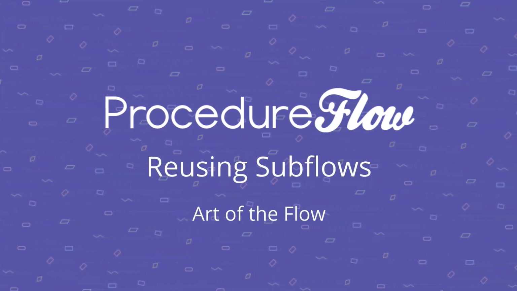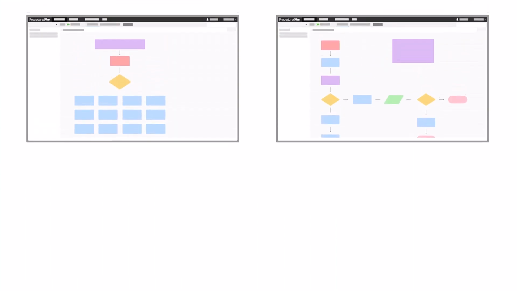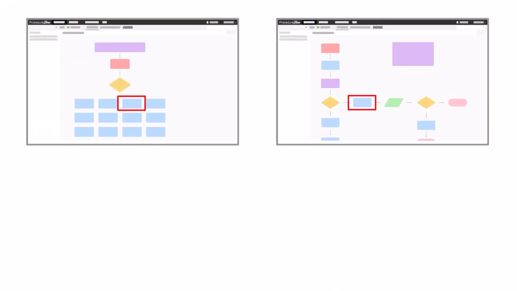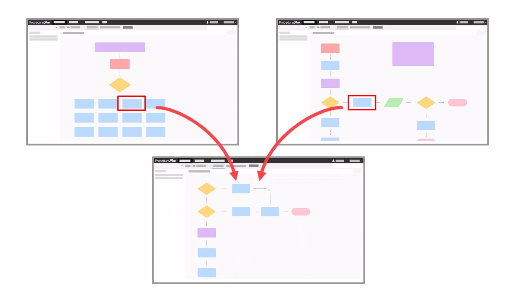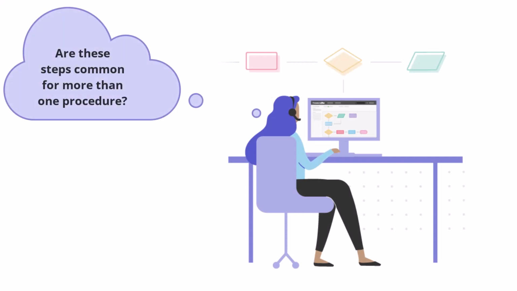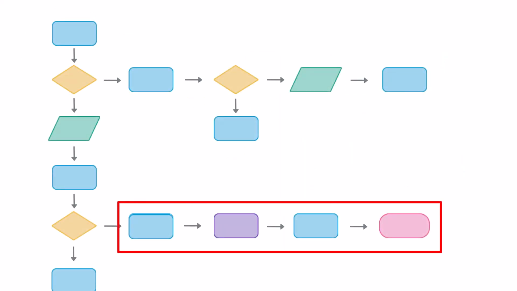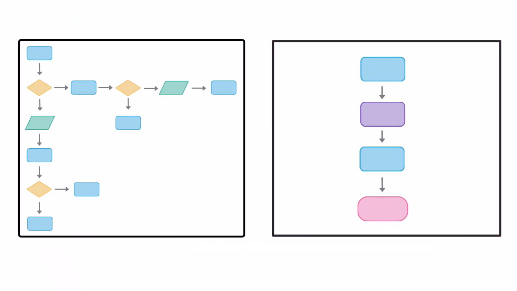This short video explains how to reuse subflows in Procedureflow. One of the many advantages of subflows in Procedureflow is that you can link to them from any other flow within an entry point. When mapping out processes, mappers should always ask themselves if the steps they are mapping are common for more than one procedure.